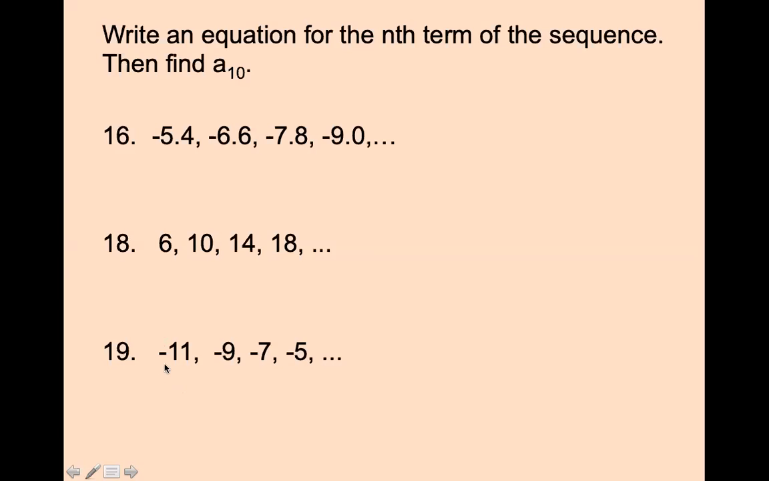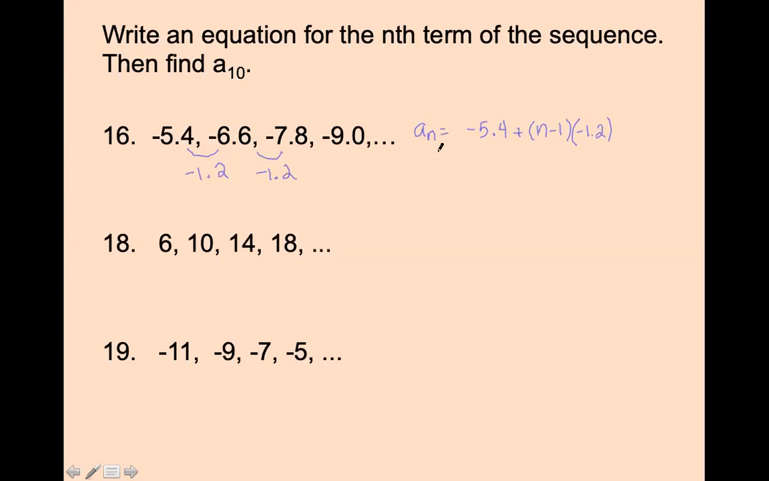All right, on these, this is number 16 in your journal, more extra practice. It says, write an equation for the nth term of the sequence, then find a sub 10. So when you're writing the nth term pattern, we just start with a sub n. Then we put our first term, which in this case is negative 5.4, plus n minus 1 times, and then we need to find our common difference. So it looks like each time it's going down by 1.2 on each of these. So our common difference would be a negative 1.2.